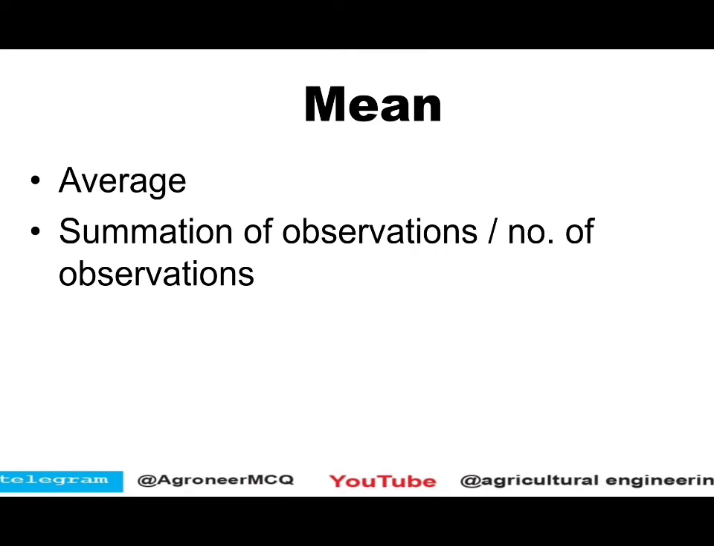So what is meant by mean? Mean is nothing but average. To find out the mean, we have to do summation of all the given observations divided by the number of observations. Means if we have observations 1 2 3 4 5 6 7 8 9 10, then we have to sum. The summation of 1 to 10 is 55 divided by the number of observations, which is 10. So we will get mean as 5.5.